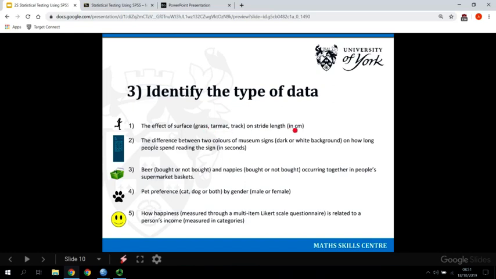For the stride length though, we're taking a tape measure and we're measuring people's stride length. And so that would be in centimetres and it would be considered scale. Again, you can stop the video and have a go at identifying the types of data in the other 4 studies.